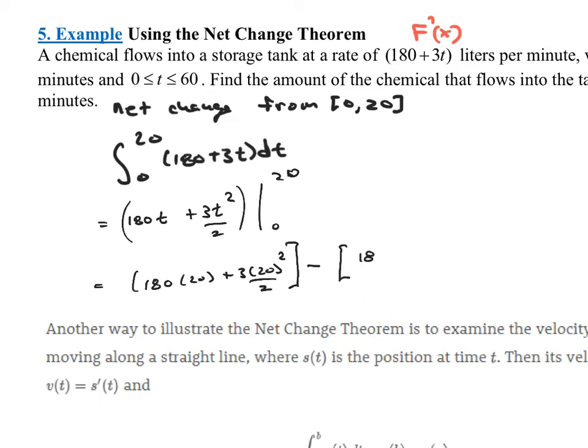I'm not going to lie, I love plugging in the number 0. Why do I love plugging in the number 0? Because when you integrate something, you always have a variable, and when you plug in the number 0, it's always the number 0. So this entire thing turned into a 0. And then when I plugged in the first one right there, 180 times 20 plus 3 times 20 squared over 2, I'm getting a total of 4,200.